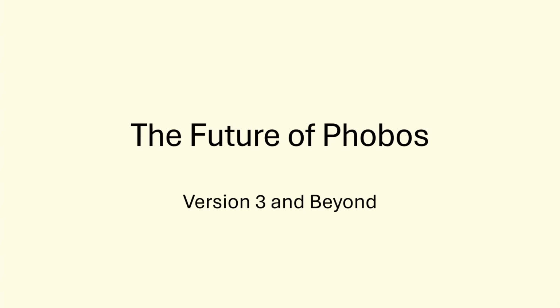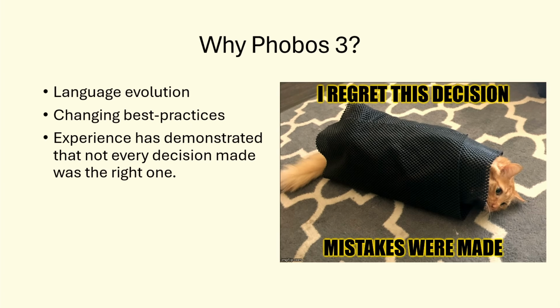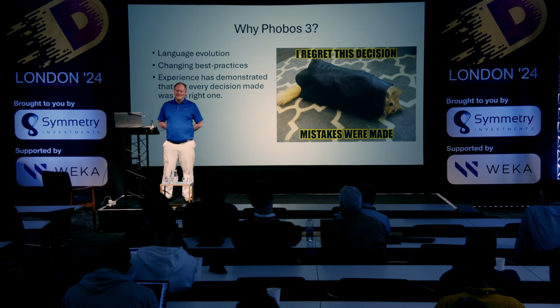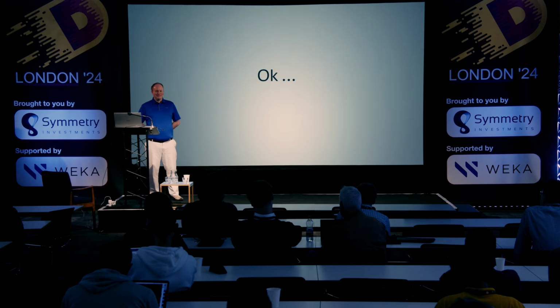Why does Walter want Phobos 3? The language has changed quite a bit since the original Phobos 2 was written and designed. Not by a little, by a lot. And so there's a lot in Phobos that could just be done better with the tools we have today. Another thing that's happened over the intervening almost 20 years at this point is the industry's kind of changed how it does things. We have to evolve with them. And frankly, we made some choices that sounded like a really good idea at the time that weren't, as experience has demonstrated.